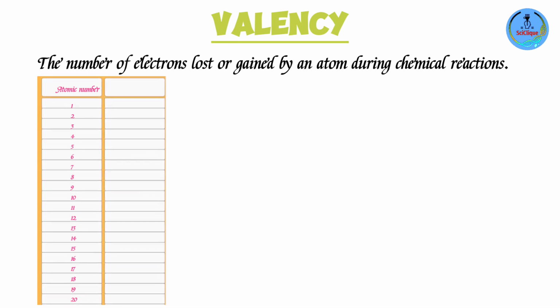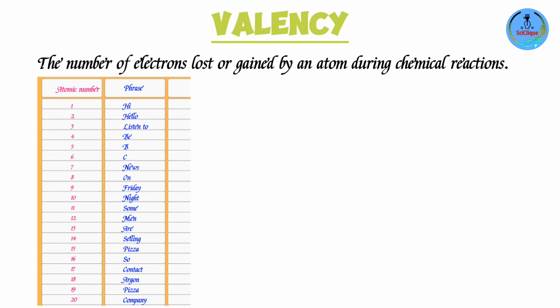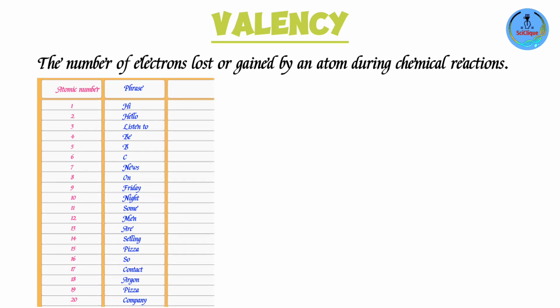So let's start. Hi, hello, listen to BBC News on Friday night. Some men are selling pizza, so contact Argon Pizza Company. And there you have it, your first 20 elements in order, arranged according to the increasing atomic number.